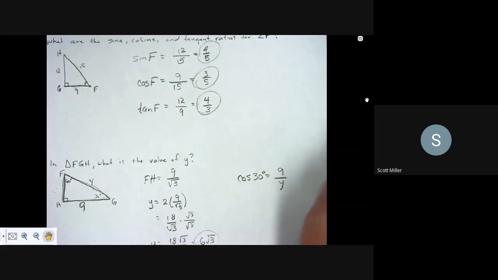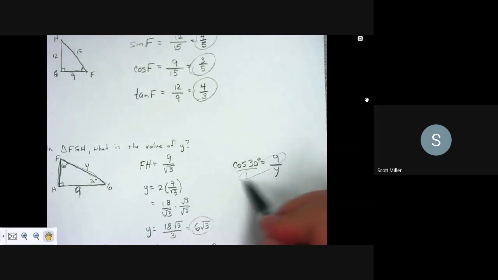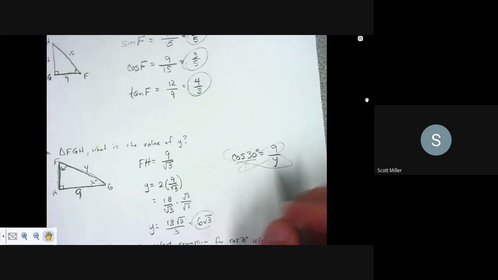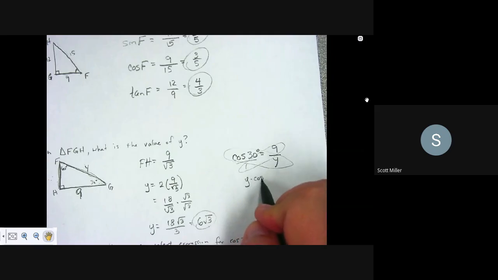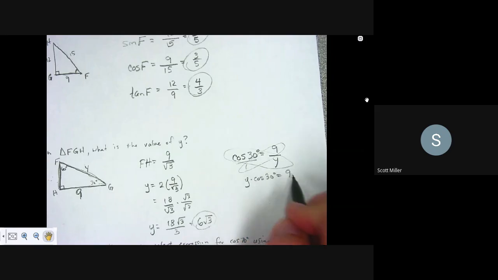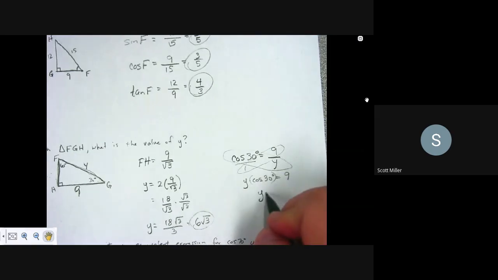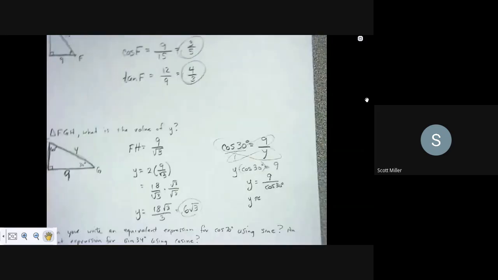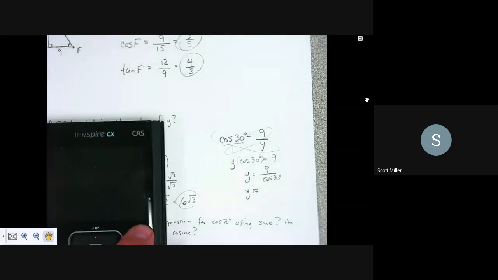So I would write the cosine of angle G, which is 30 degrees, must be equal to adjacent over hypotenuse. Okay, this is a proportion, so I can cross multiply and solve for y. You want to get y equals, so I multiply those two numbers together and those together, giving me y times the cosine of 30 degrees equals 9. Divide by this cosine of 30 because it is just a number. 9 divided by the cosine of 30 degrees. And so now I can get an approximate calculator value from this. Later on, we'll learn what this value actually is. I'll tell you in just a moment.